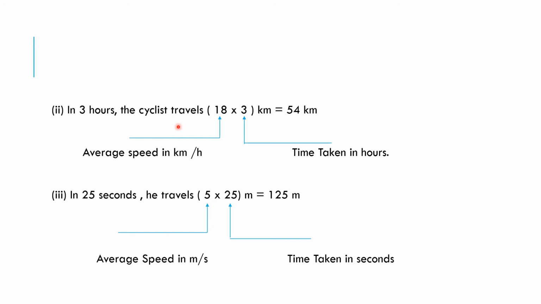Next, we have to find the distance traveled in 3 hours. In 3 hours, the cyclist travels 18 into 3 kilometers, that is 54 kilometers. 18 is the average speed in kilometers per hour and 3 is the time taken in hours. And in 25 seconds, he travels 5 into 25 meters, that is 125 meters. 5 is the average speed in meters per second and 25 is the time taken in seconds. So in 25 seconds, he travels 125 meters and in 3 hours, the cyclist travels 54 kilometers.